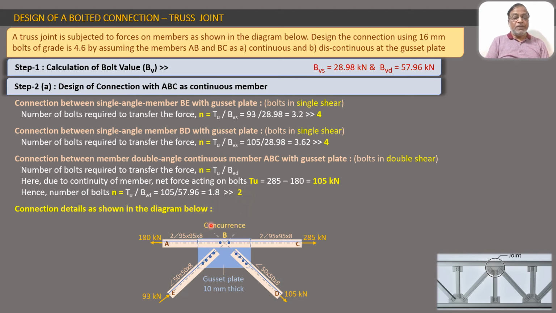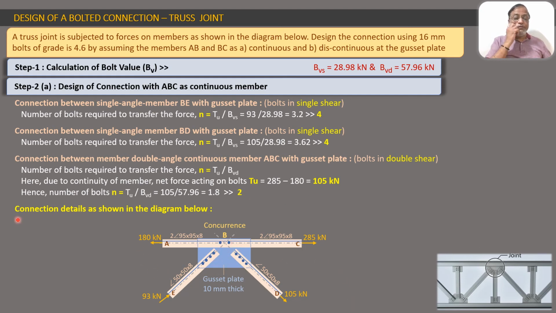So it means that we will require only 2 bolts at this joint if this ABC is considered to be continuous. So even though the values of the forces are so much, the resultant force is only 105 for the bolt connection, and that is why this is the solution that we will require 2 bolts here. So if you look at this entire diagram now, this is the diagram showing the detailing of the bolts also. So 4 bolts for these 2 members and 2 bolts common for ABC together.